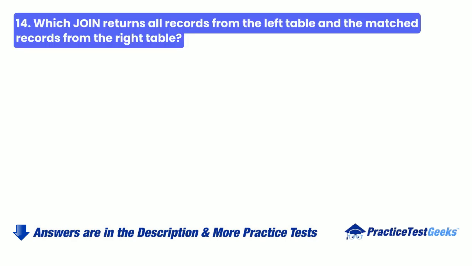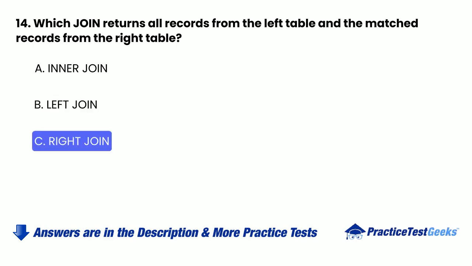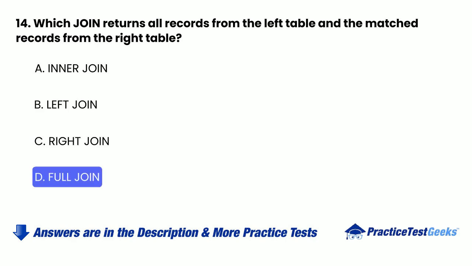14. Which join returns all records from the left table and the matched records from the right table? A. Inner join. B. Left join. C. Right join. D. Full join.